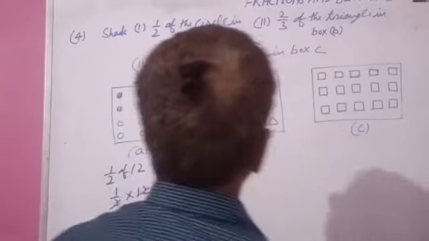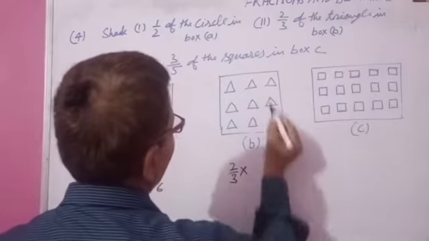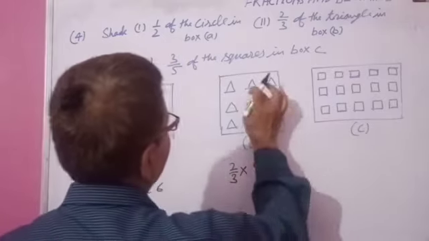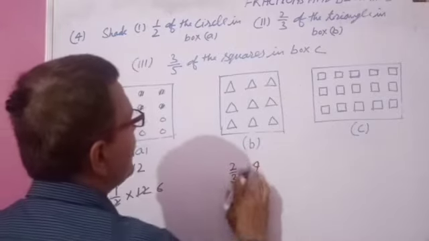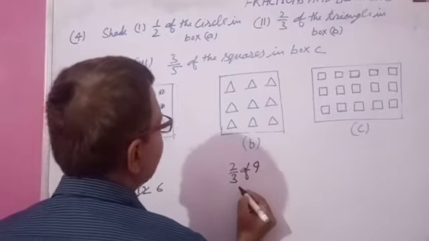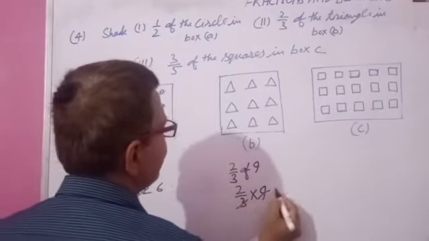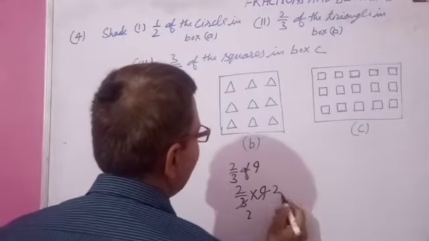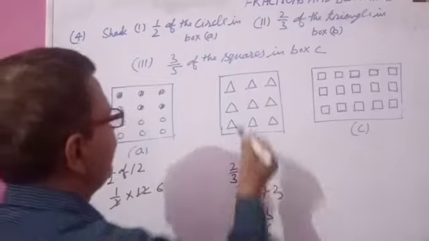Now 2 upon 3 of triangles in box B. How many triangles are there? 9 triangles are there: 3 1s are 3, 3 2s are 6, 3 3s are 9. 2 upon 3 of 9. Of means multiplication, 2 upon 3 multiplied by 9. 3 3s are 9. 2 multiplied by 3, that is 6. You will shade 6 triangles.